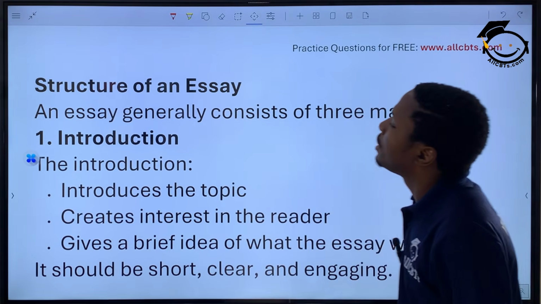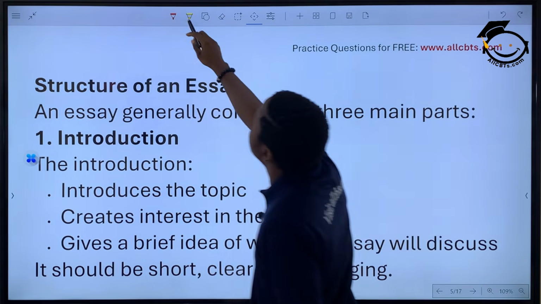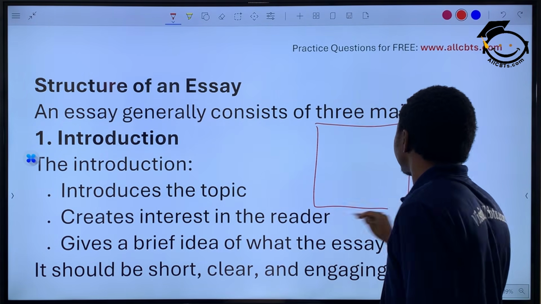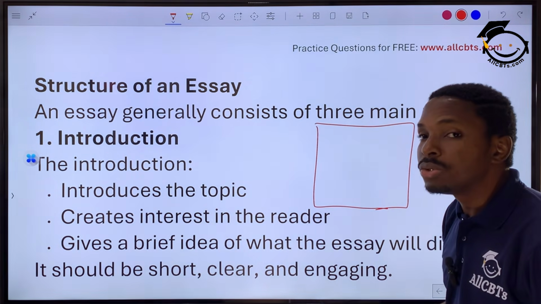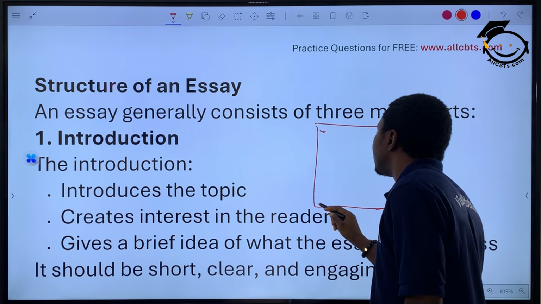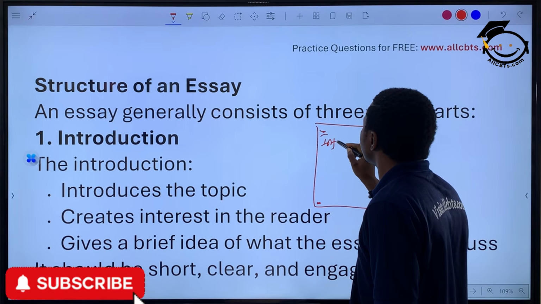Next now, structure of an essay. So how should an essay look? Let's say this is your page now. Your essay, you are told 400 words. So let's say you're starting here and ending here. First thing is what? Your introduction.